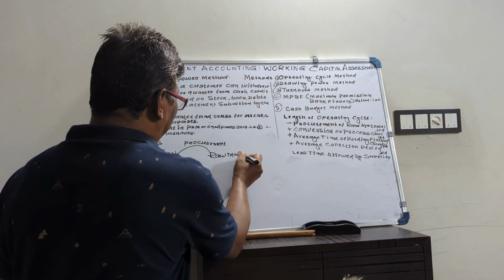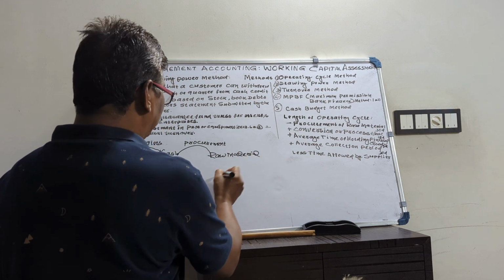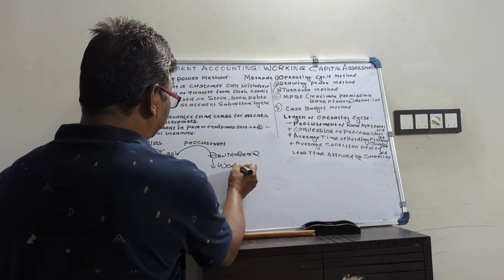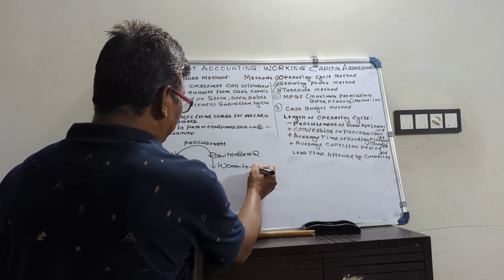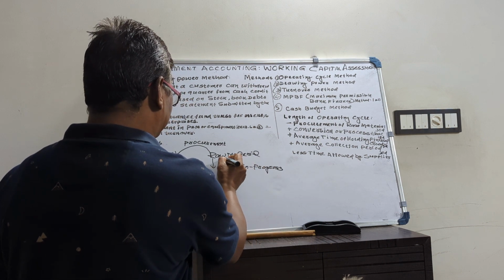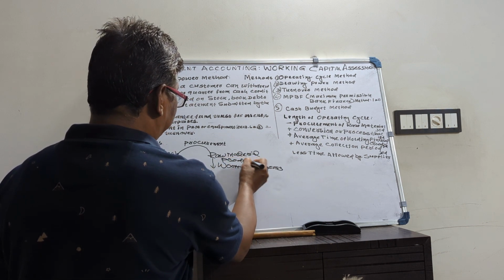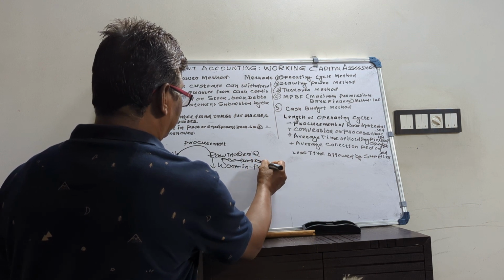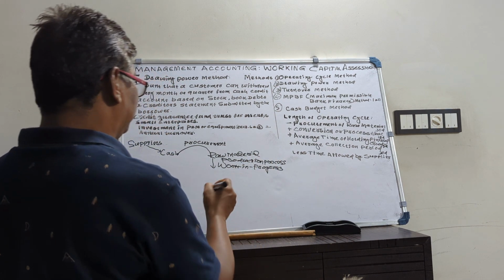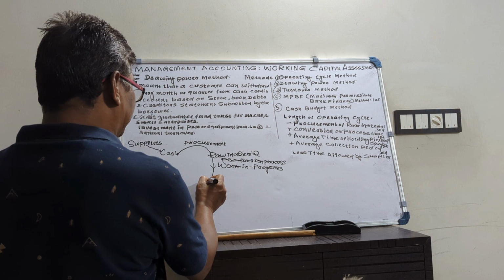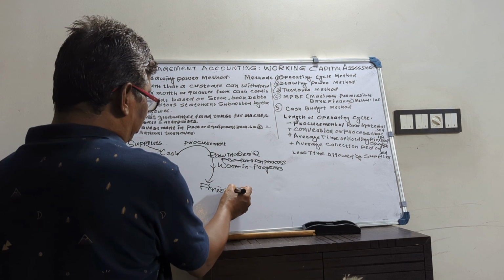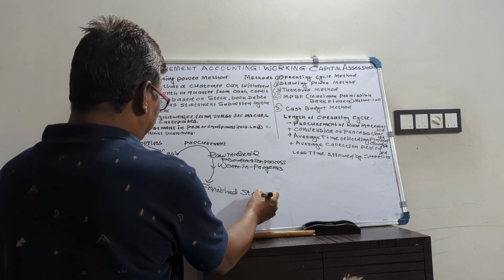Then after purchase of raw material, the production process starts. The production process means first work in progress. Generally, we consider 50% completion as work in progress. After work in progress, the next stage is finished stock. Then the last stage is sell.